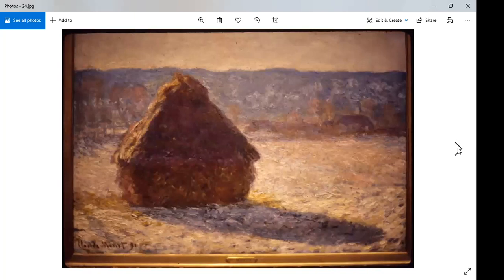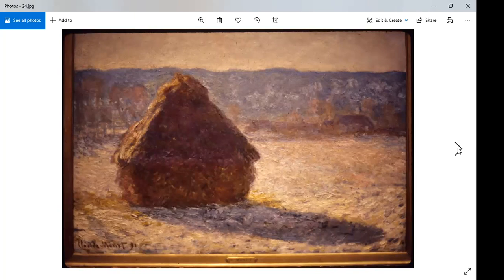Okay, these next two you don't have to write. Again, I took this slide. Now, this is from the Art Institute of Chicago. And it's Monet, and it's a haystack. And it's Morning Light, Winter Effect. You don't have to write this, but now look carefully.